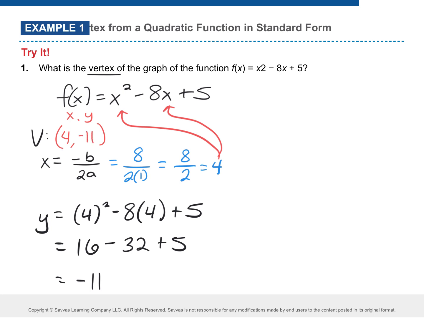Now do we have our vertex? Yes. Vertex is the most important thing of a parabola. Why is the vertex the most important thing? It's your starting point, right? Once I have my vertex, I can figure out everything else I want to know about that picture. So, let's go through those things. We're going to go through the same things we did with vertex form.